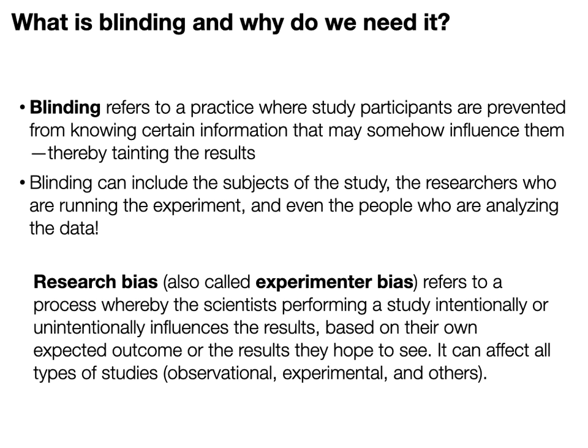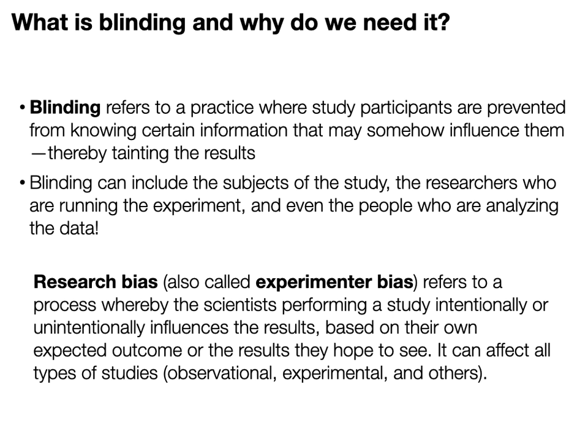Okay, the last topic in this lecture is just to get into blinding. So blinding refers to a practice where study participants are prevented from knowing certain information that might influence them, thereby altering the results. We usually talk about blinding for the subjects of a study. So usually it has to be humans, because an animal won't understand necessarily. You can't explain to an animal the purpose of the study.